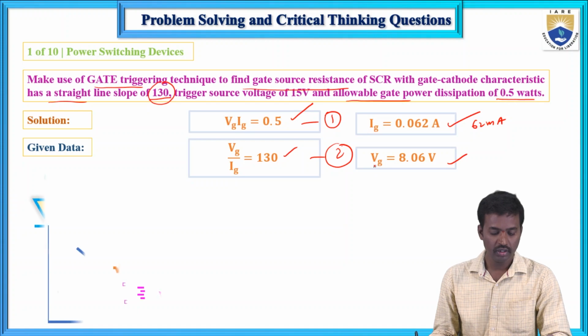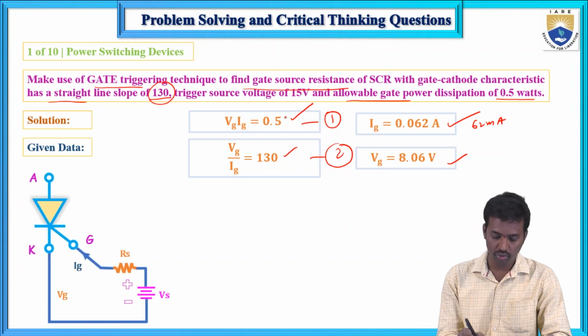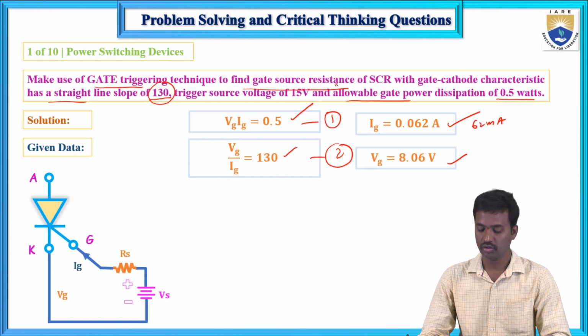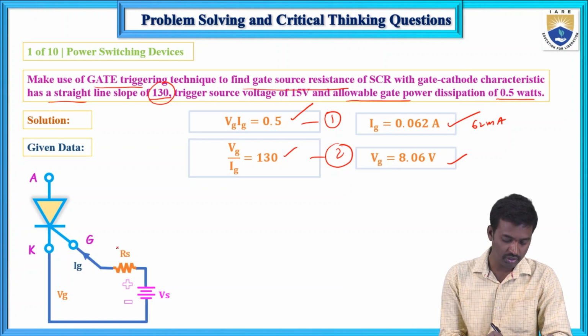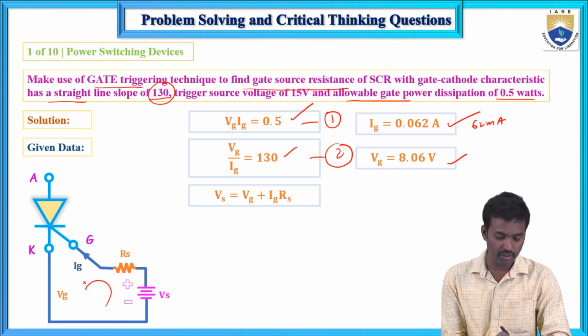Now, what about the gate source voltage? This voltage is 15 volts. We need to find the gate source resistance, not Ig and Vg. Gate source resistance means this Rs, which you need to determine. If you apply KVL in this loop, Vs equals Rs into Ig plus Vg.